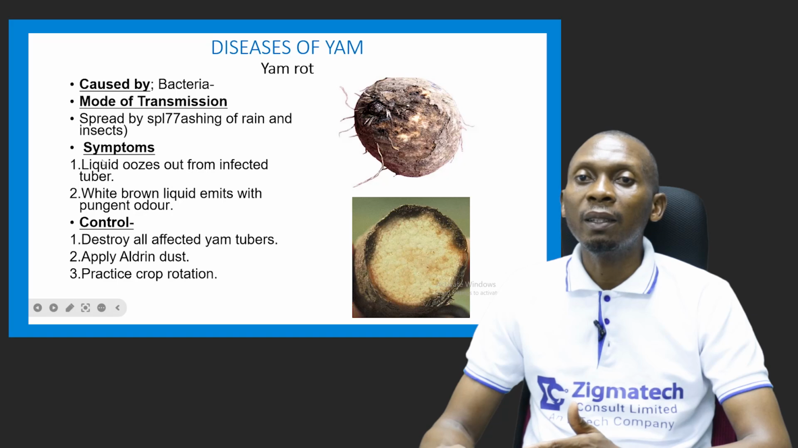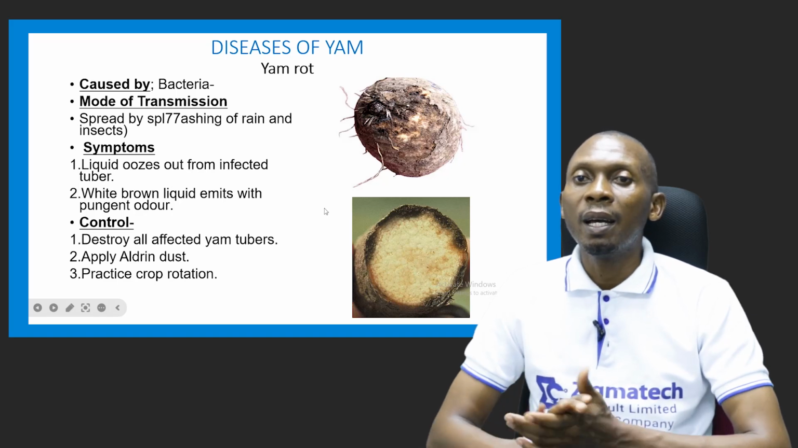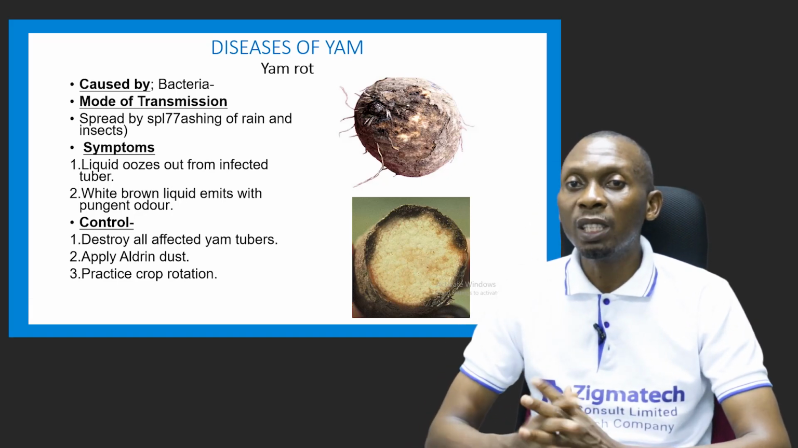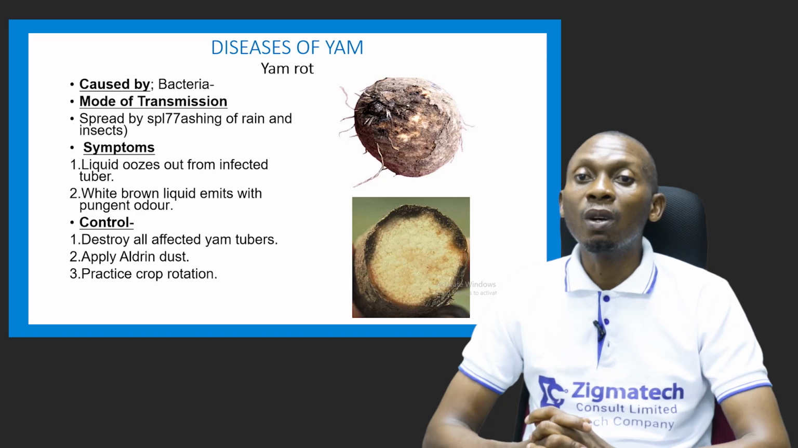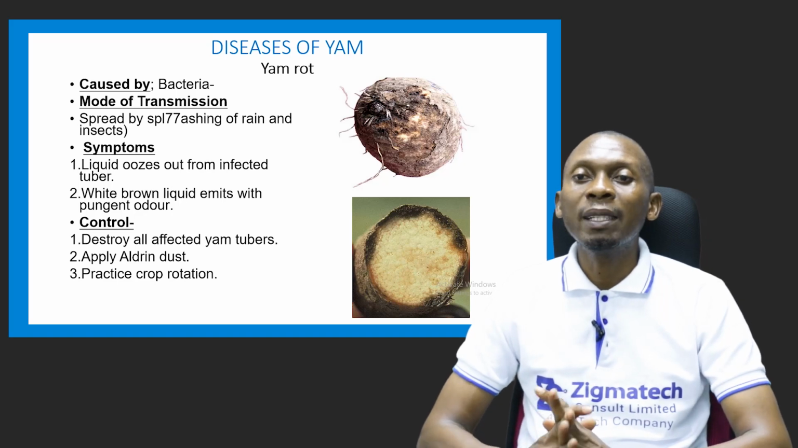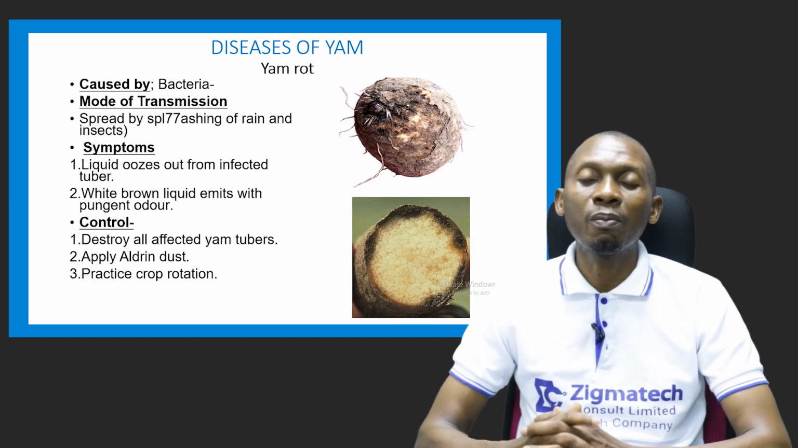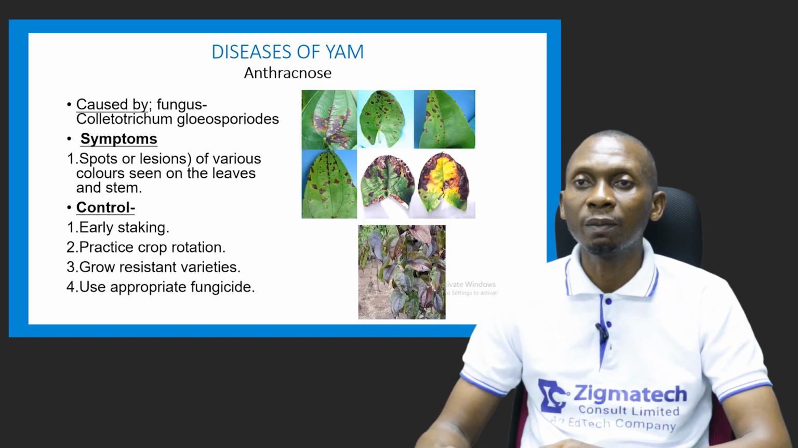We have yam rot caused by bacteria, and here it is spread by splashing of rain and by insects as well. The symptoms are liquid oozing out from the infected tuber, as well as a white-brown liquid which emits a pungent odor, and it is controlled by destroying all affected yam tubers. You can also apply aldrin dust and practice crop rotation as well.